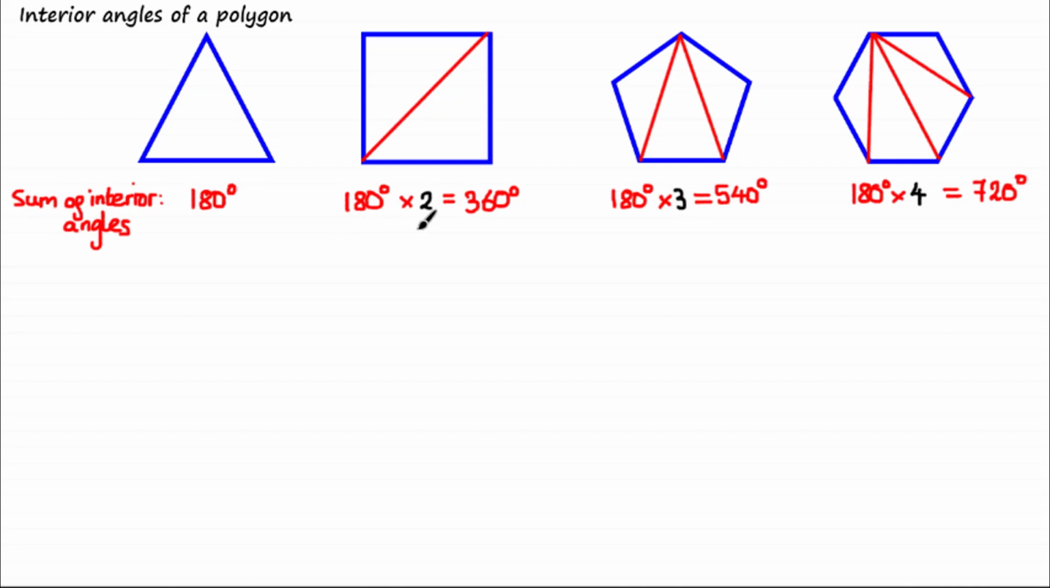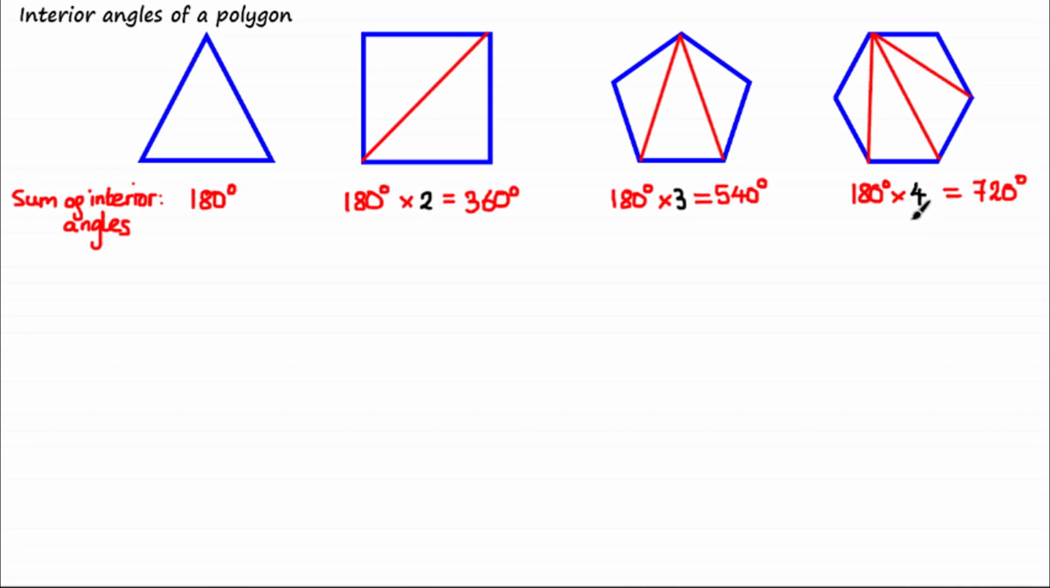Now, in each case, in these calculations, you can see that the number we needed to multiply was equal to the number of triangles which made up the polygon. So for example, in this square we had 2 triangles, so we multiplied 180 degrees by 2. In this pentagon we had 3 triangles, so we multiplied 180 degrees by 3. And in the hexagon we had 4 triangles, so we multiplied 180 degrees by 4.